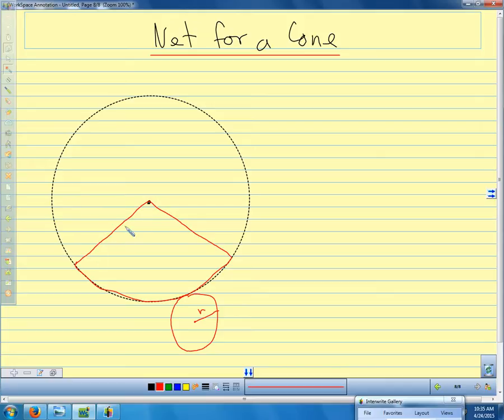This radius of this bigger circle is the slant height, L. This length is the circumference of the base. So that is 2 pi r.